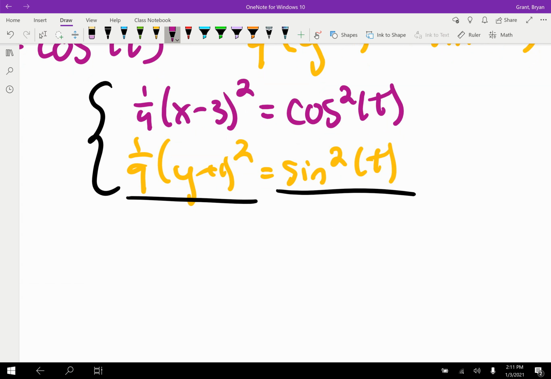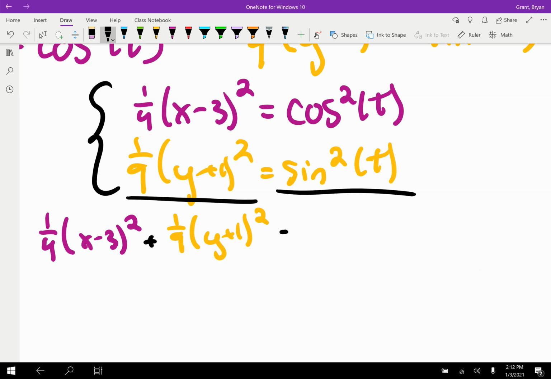So we're going to get, adding the left side together, 1/4 (x minus 3) squared plus 1/9 (y plus 1) squared. And then on the right side, we end up with cosine squared of t plus sine squared of t. Well, you're like, well, how does that help? You still have t, but do we?